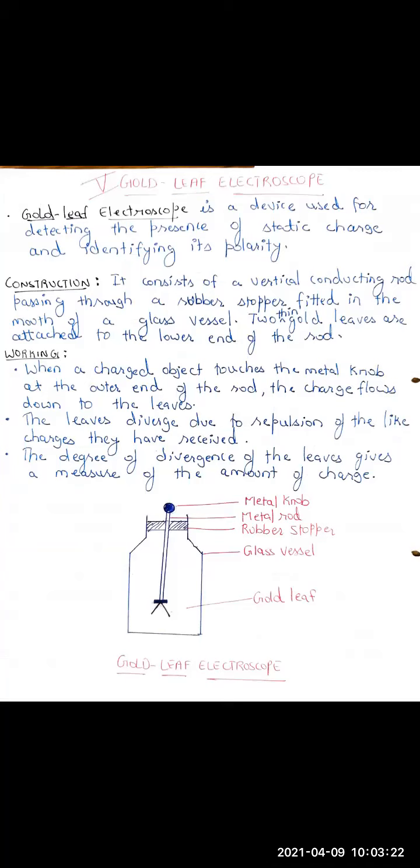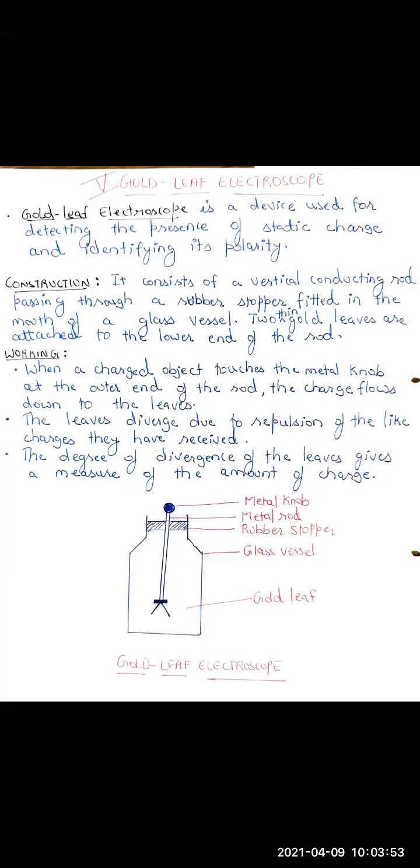So children, you have done the gold leaf electroscope in your lower class. The gold leaf electroscope is a device which will detect the presence of charge. It will tell you whether there is charge or not. Right children? You have done the same thing in grade 8 also. So let's talk about the construction of the gold leaf electroscope. As you can see in the diagram, right?